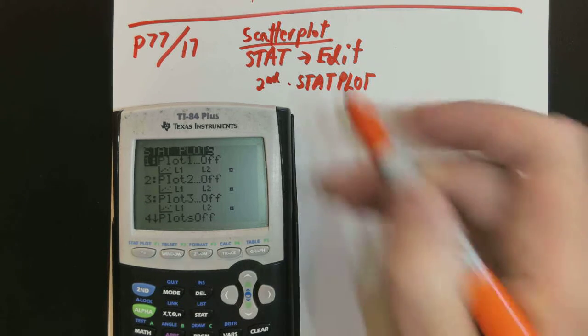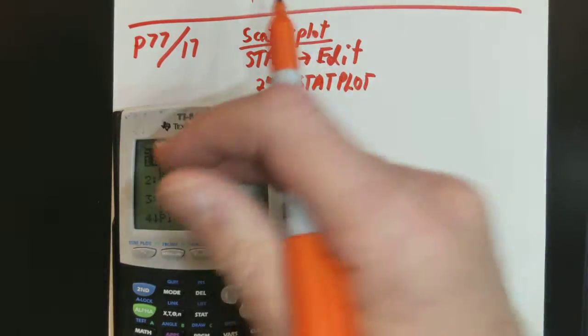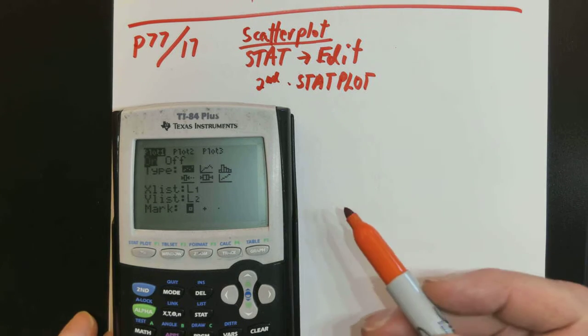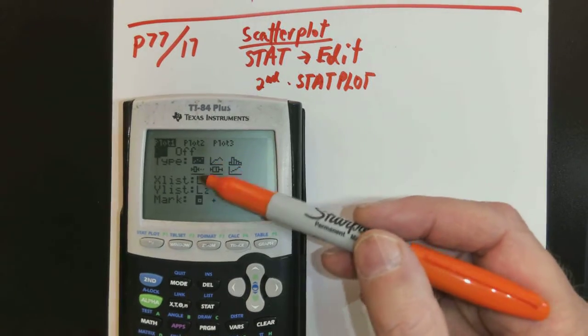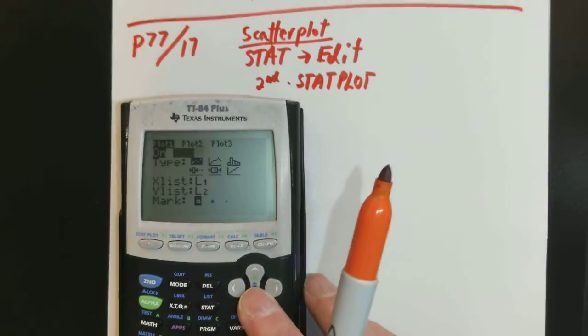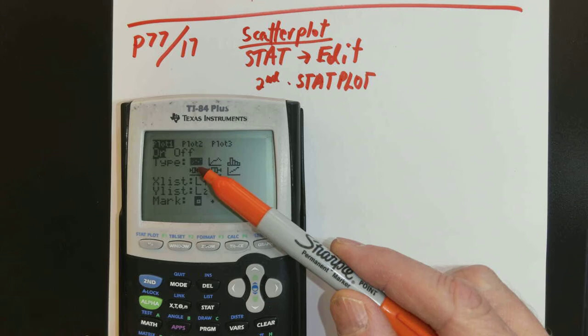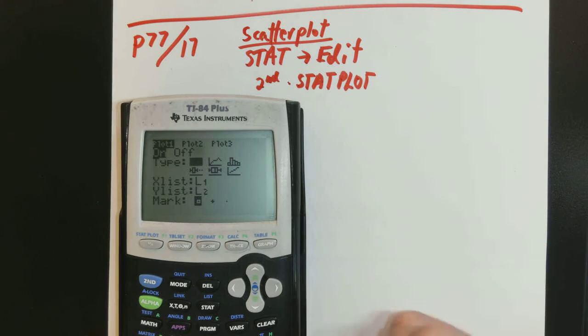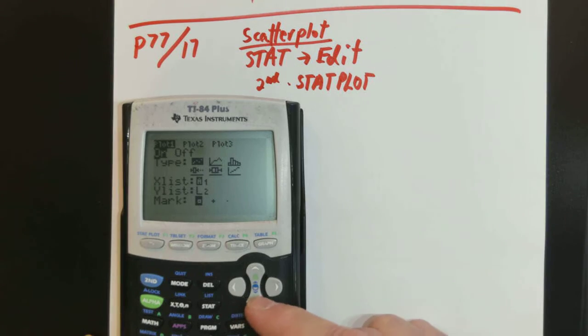So I hit second, and then I get the stat plot. I'm going to use plot 1. I'm going to hit enter and turn plot 1 on. If you look, you've got choices of the type of plot you want to make. This first one here is the scatter plot, and that's what we're trying to do right now. So I'm going to leave that highlighted.